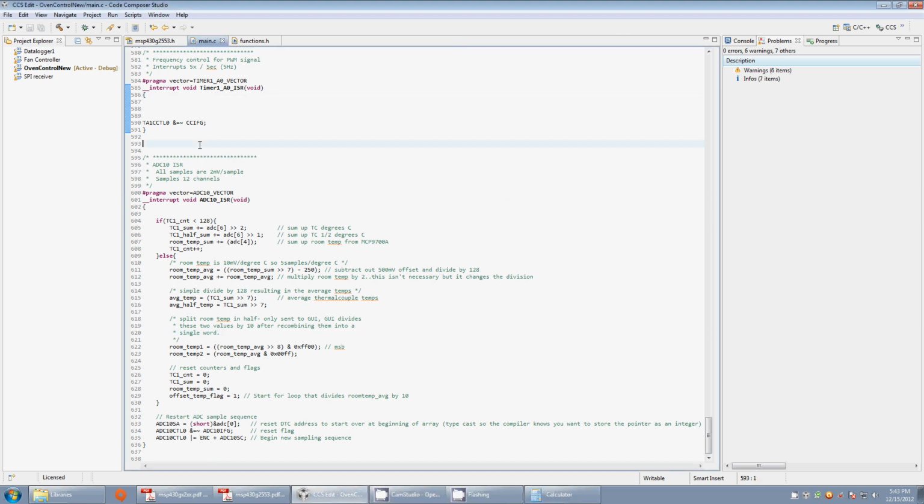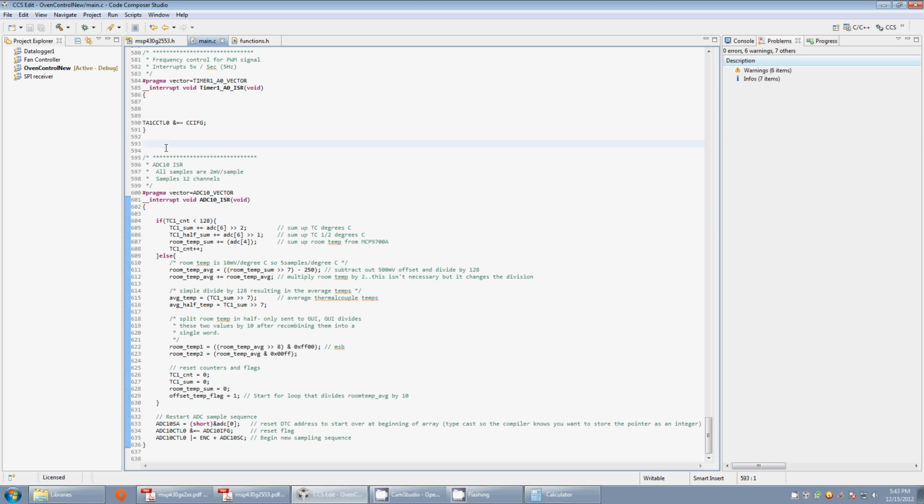Alright, so the next big thing, one of the biggest things in our firmware, is the ADC10 interrupt service routine, and this is a little bit complicated and a little bit confusing. So I guess to start off, we need a little overview.